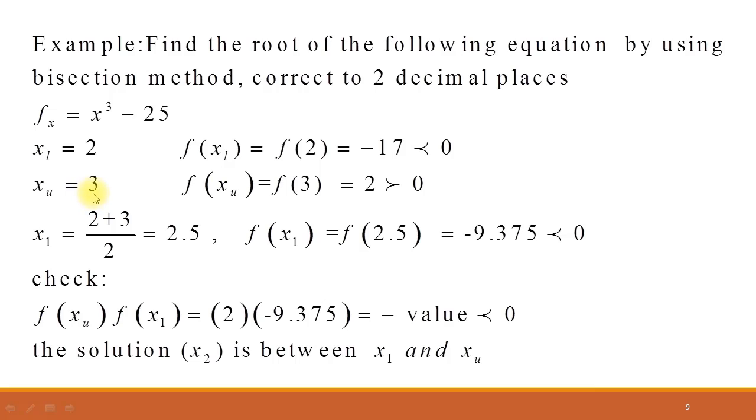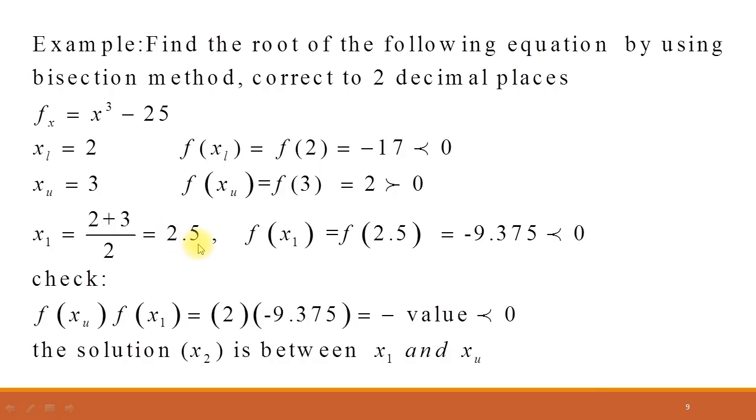Now putting x is equal to 3, xu is equal to 3, the function has positive sign. So this function has opposite sign at x equal to 2 and at x equal to 3. So this is our initial approximation. Now to find the next root for the nonlinear equation, we obtain x1 is equal to xl plus xu divided by 2. Adding these two roots divided by 2, we obtain 2.5. So this is the first root x1.